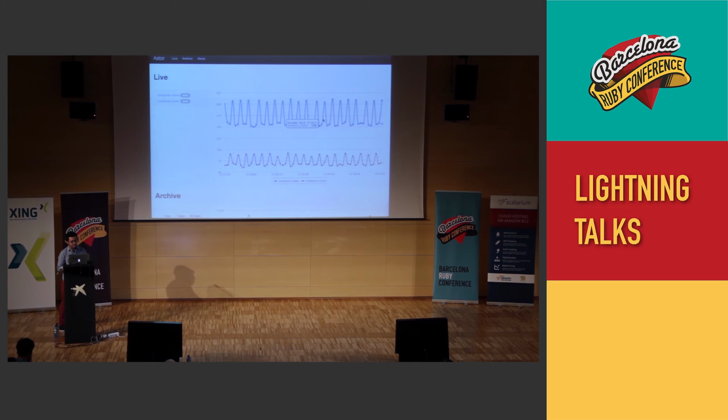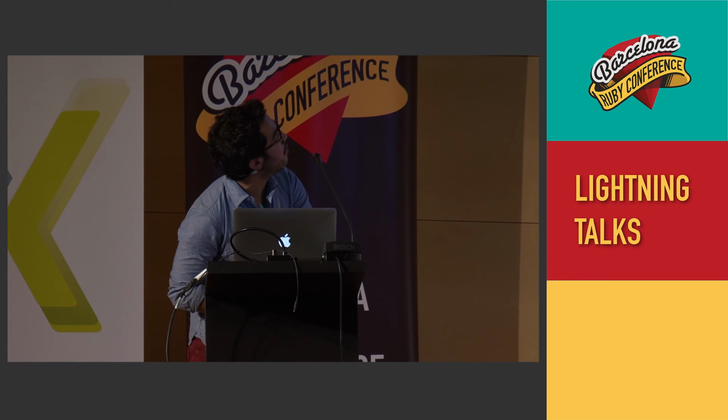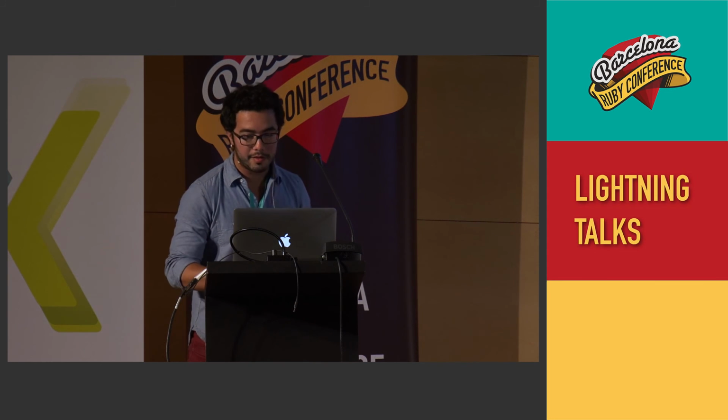These are the metrics you're sending here. So you're sending some values, 300 milliseconds, and this is the interface you get: live metrics, an archive, and alerts, also based on the metric trending.